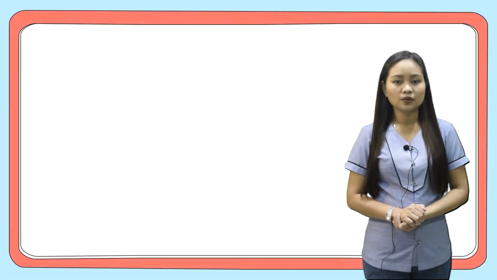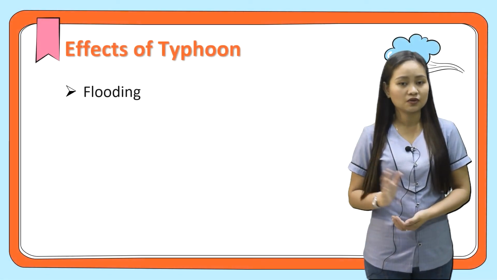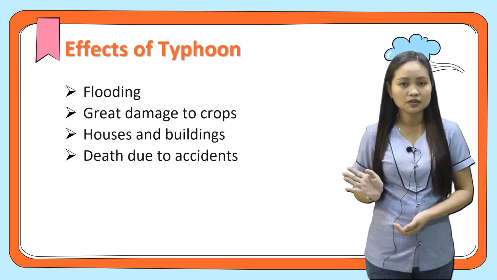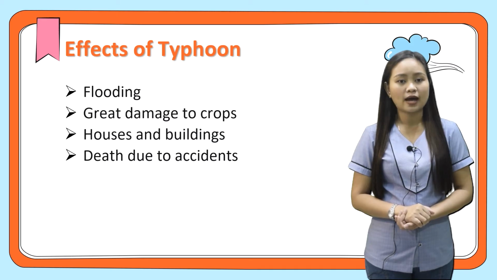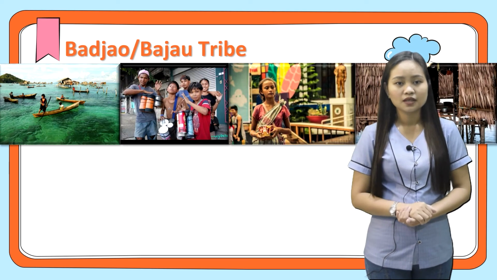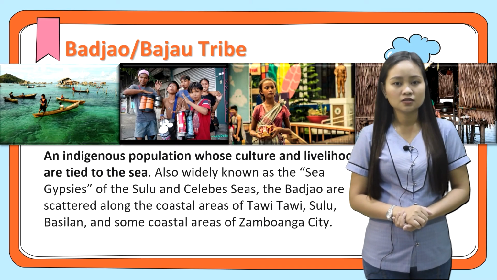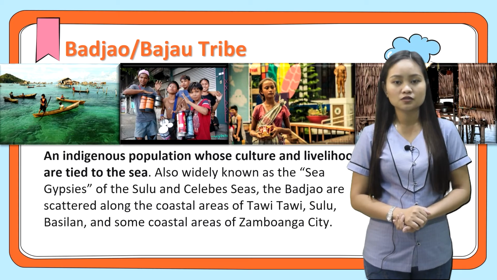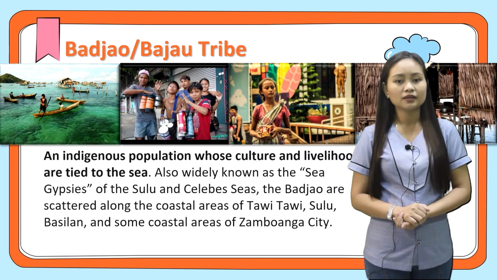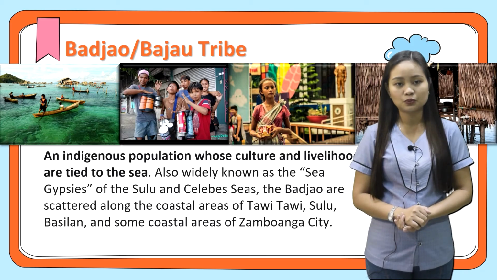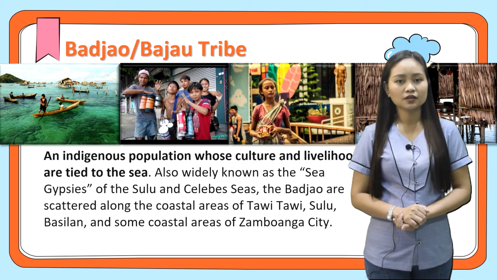Typhoons bring strong winds and heavy rains resulting in flooding, great damage to crops, houses and buildings, and death due to accidents. As you can see in the picture, Asian communities living in Zamboanga City are vulnerable people affected by Typhoon Odette. Their houses were destroyed by the typhoon. Even their community school was damaged.